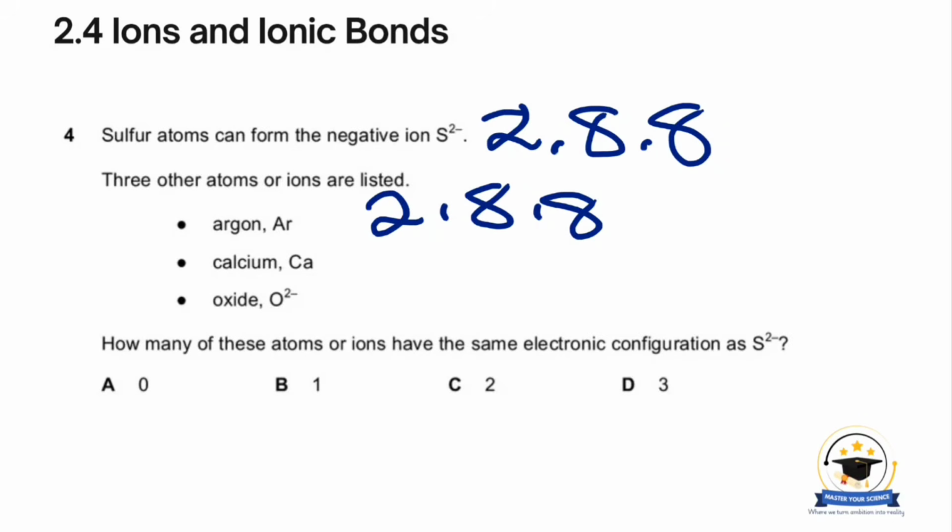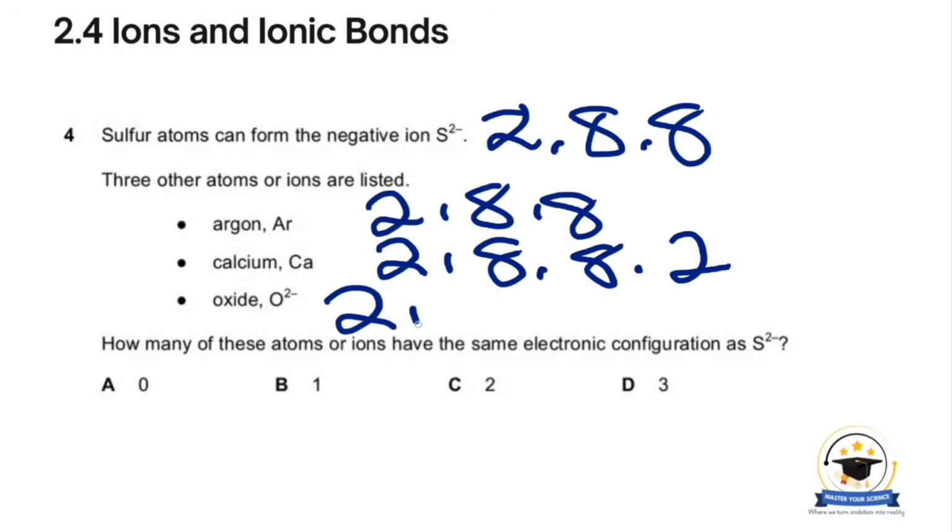Then calcium has a proton number of 20, so its electronic configuration would be 2.8.8.2. Then the oxide ion O2-, oxygen has a proton number of 8, plus 2 extra electrons, so that means it has 10 electrons, so it would have an electronic configuration of 2.8.